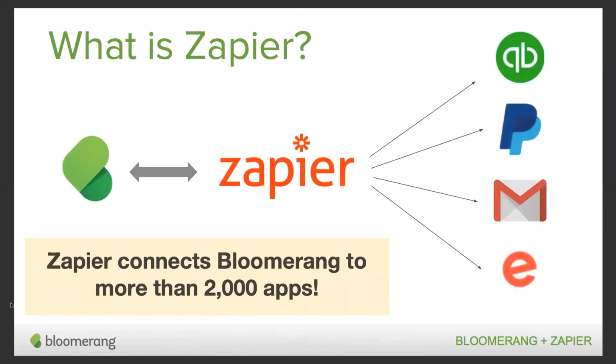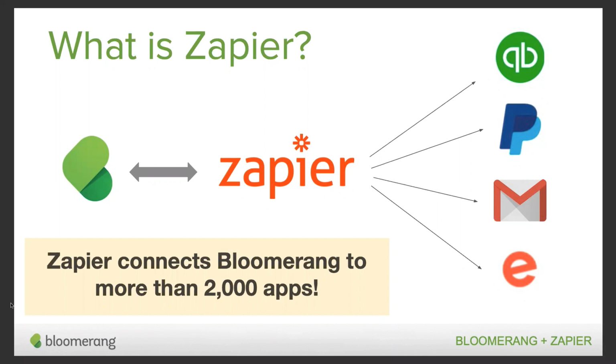So what is Zapier? Zapier is automation software. Zapier sits in between your Bloomerang database and any other apps that you might be using, helping them talk to each other. In technical terms, Zapier is the middleware that enables many integrations with Bloomerang. In fact, because Zapier is integrated with Bloomerang, we're able to enable over 2,000 applications for integration with Bloomerang.